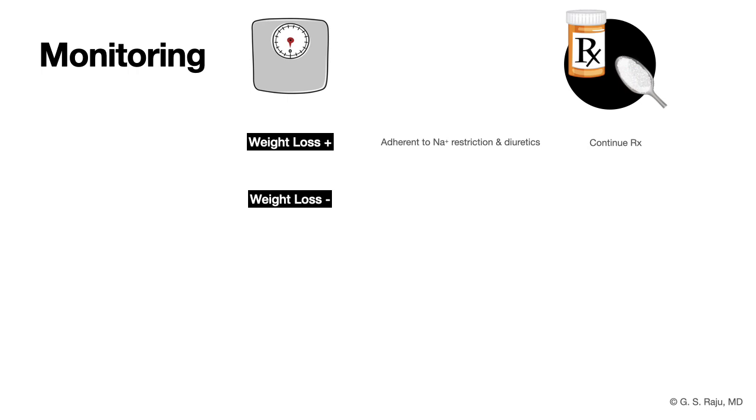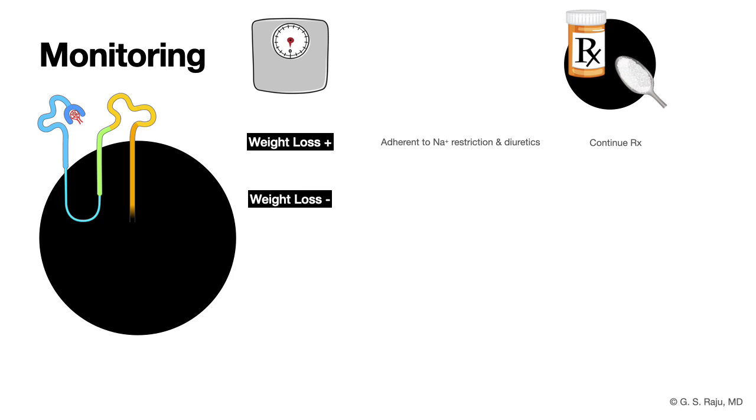Is the problem because the patient is not compliant with a sodium restricted diet, or is it because your diuretic dose is not sufficient, or the patient is refractory to a particular dose of diuretic? So, how do we go about doing that? You want to go back and check their kidney excretion of sodium.